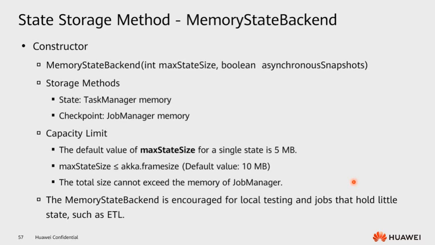Okay, so we've learned that the states can be stored in some persistent way. And in this final part, let's have a look at state storage methods and their differences. The first and the default method is called memory state backend. From its name, we can tell that Flink stores both states and checkpoints in memory, with state in task manager memory and checkpoint in job manager memory. There are some limitations on the data size, and basically speaking, it is only suitable for applications like local testing or jobs that hold little state, such as ETL.